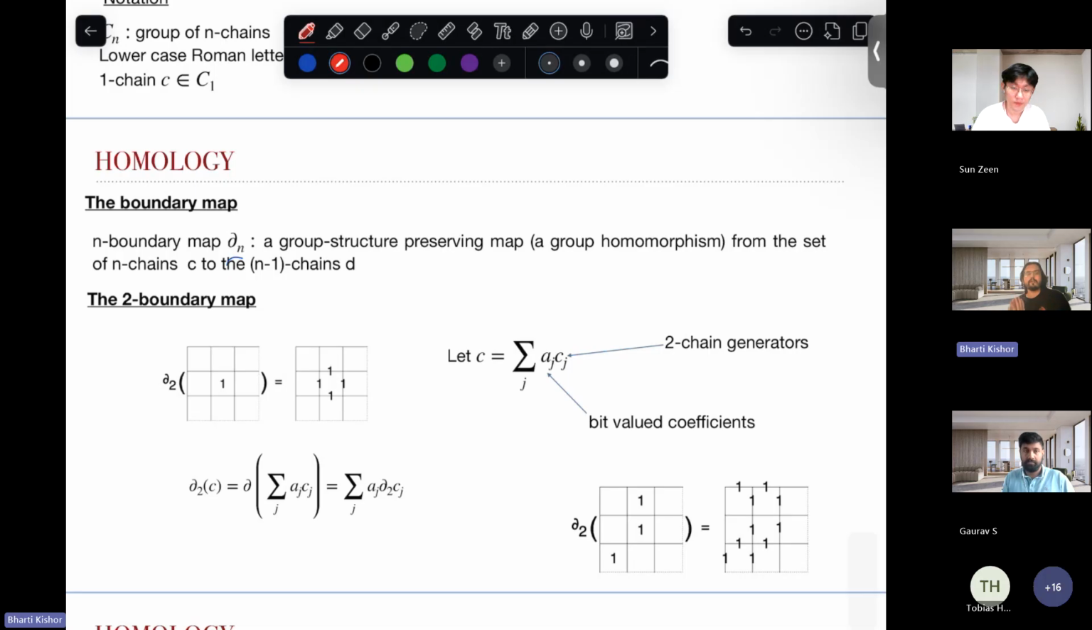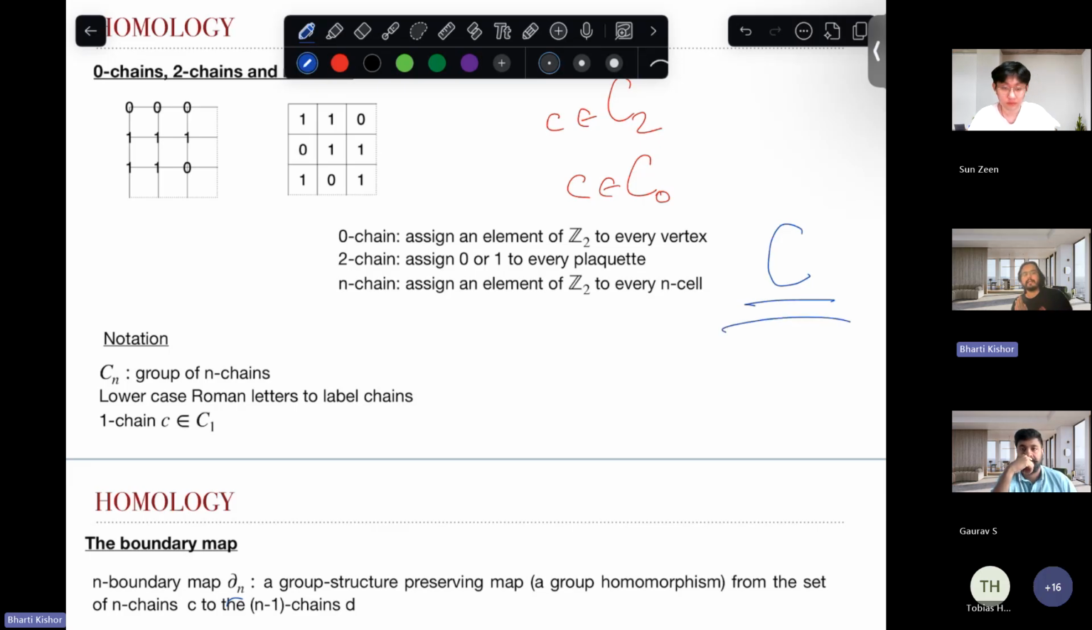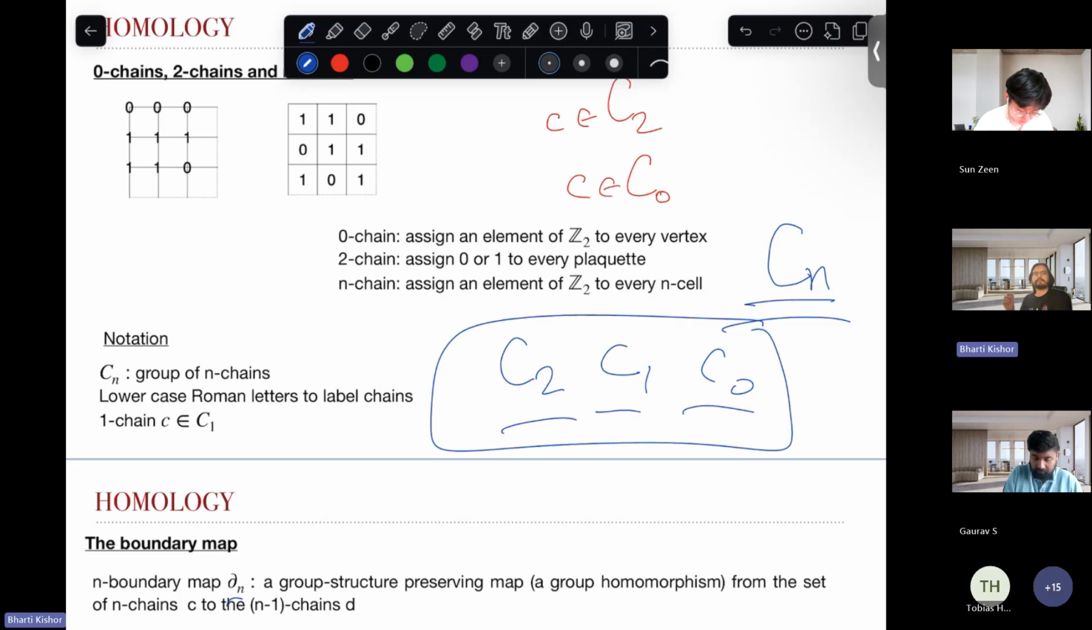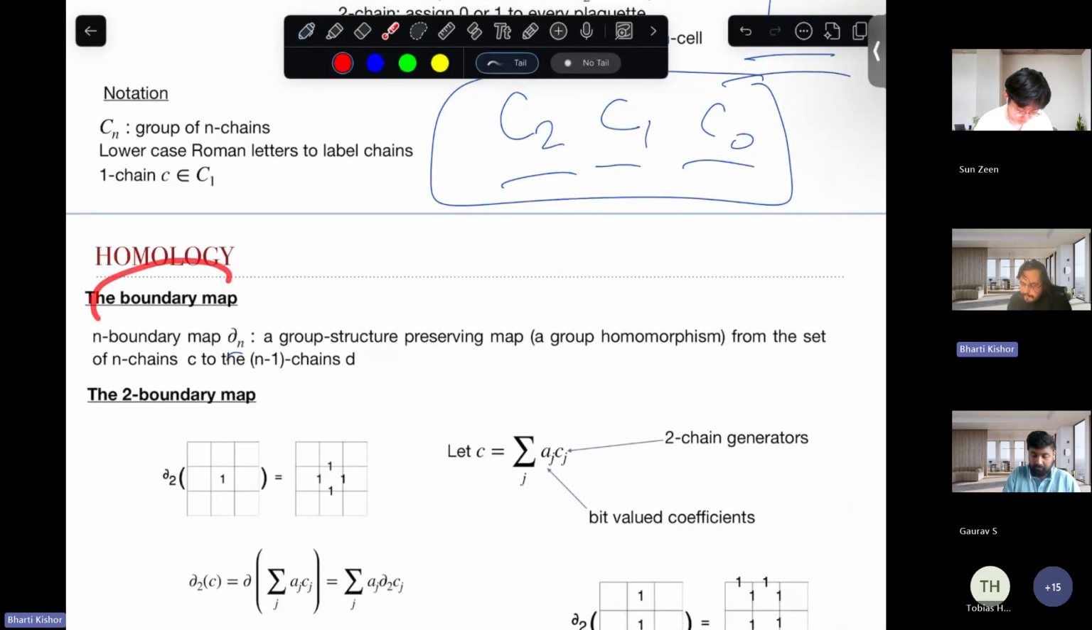So we understand this group. We have come up with the first group, which is the group of chains. We can have 3 kinds of groups here, C2, C1, C0, in our toric case, for example. Okay, so now let's look at this thing called the boundary map. You can think of it as a homomorphism which takes you from an n chain to an n minus 1 chain.